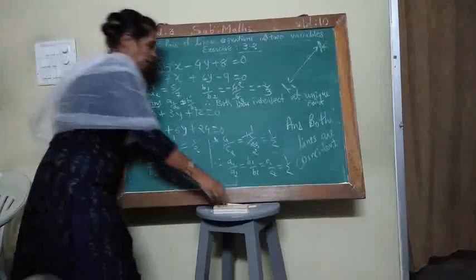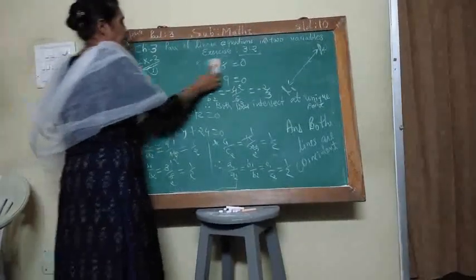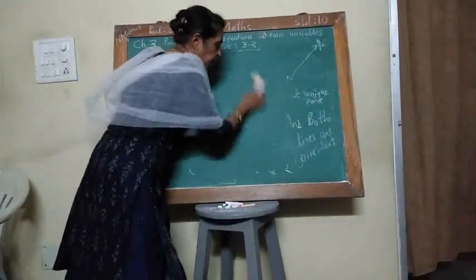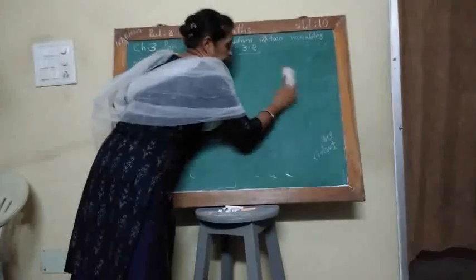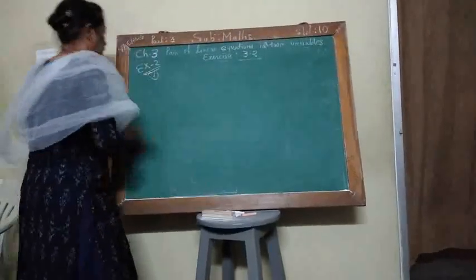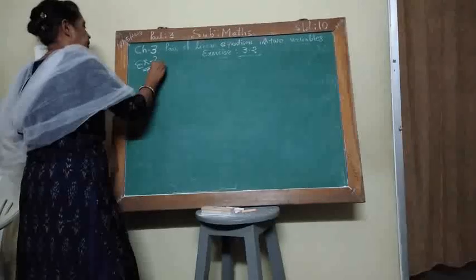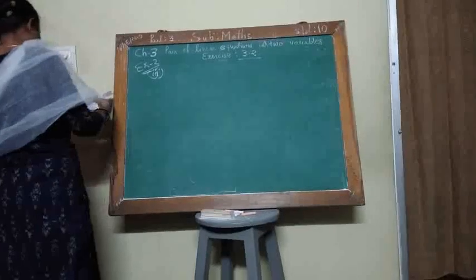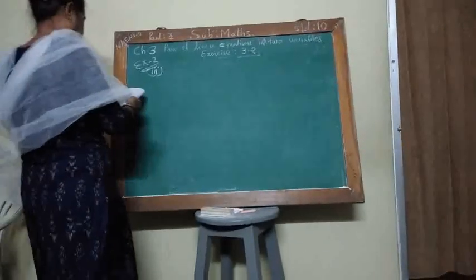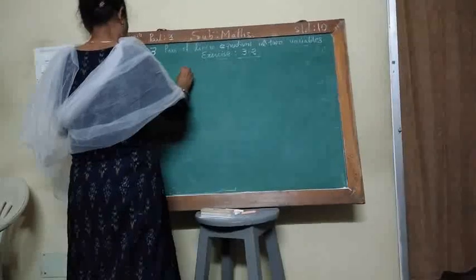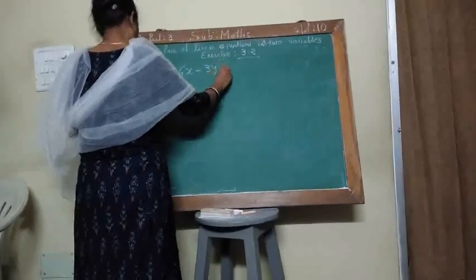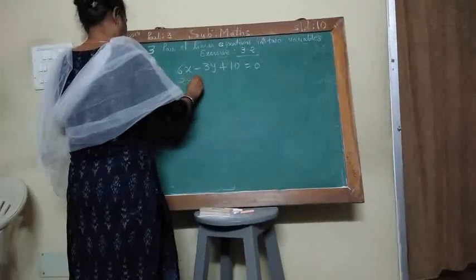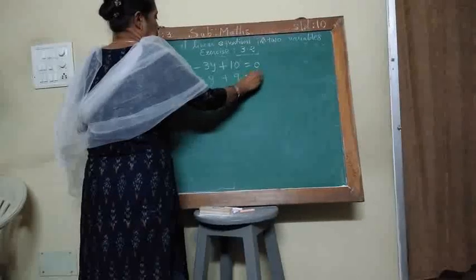And the third case, they have given a third example. Now you decide yourself which type of ratio you get and which type of lines you obtain in the graph. Without drawing the graph, you can predict which type of lines they are. So it saves our time also. Third number, they have given us 6x minus 3y plus 10 equal to 0, and 2x minus y plus 9 equal to 0.